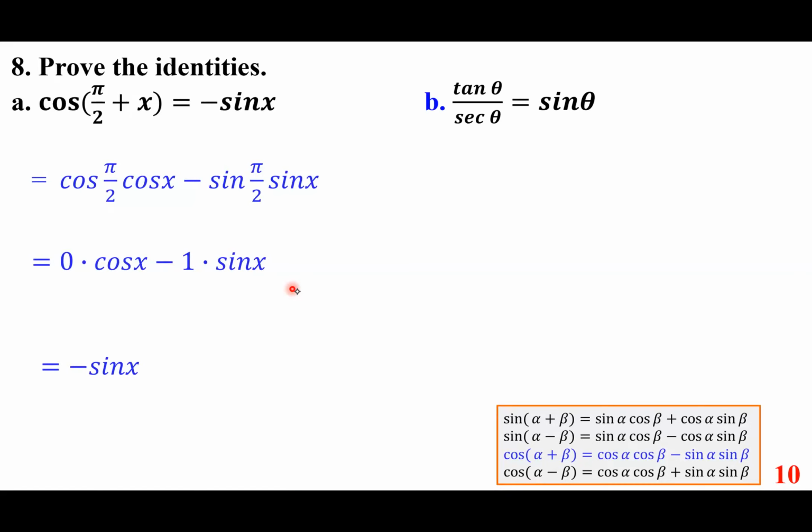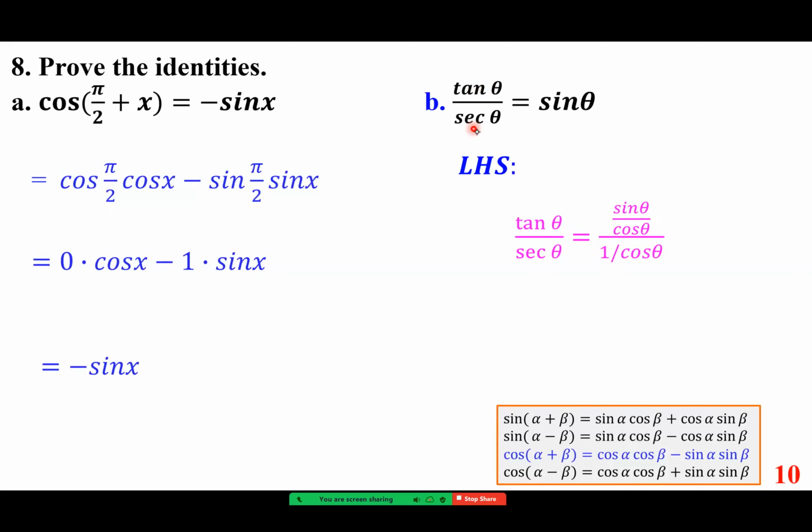Tan over secant is sine. Well, obviously we start with the left-hand side because that's obviously more complicated. Tangent is sine over cosine. Secant is 1 over cosine. And clearly, if I multiply the top by cosine, I get sine theta. If I multiply the bottom by cosine, I just get 1. And believe it or not, that's the proof.